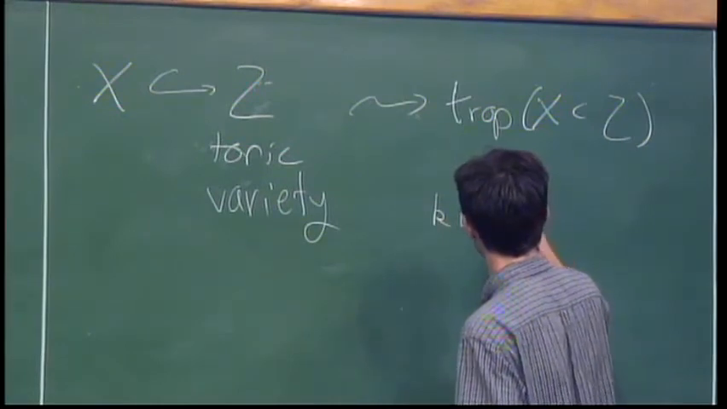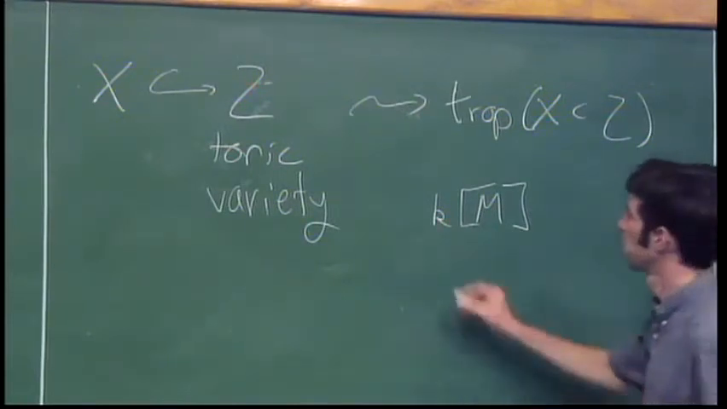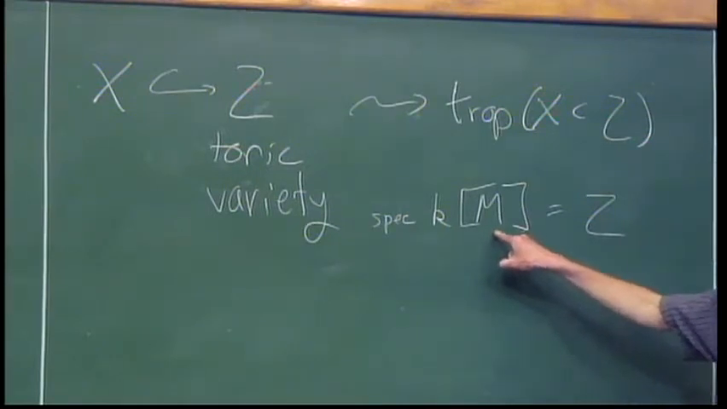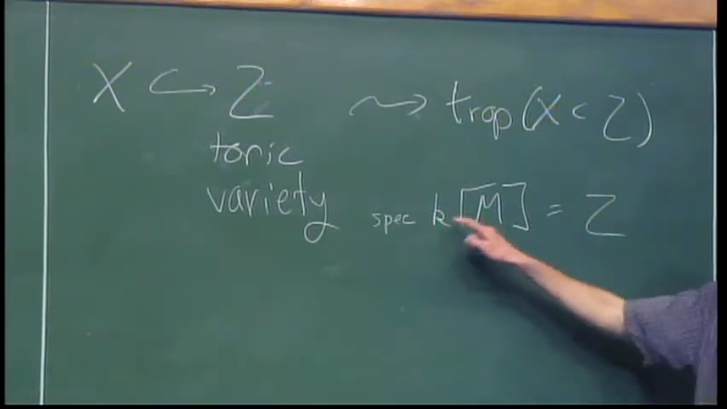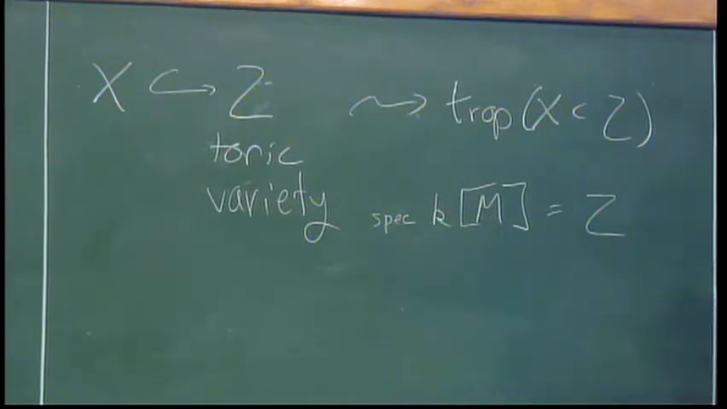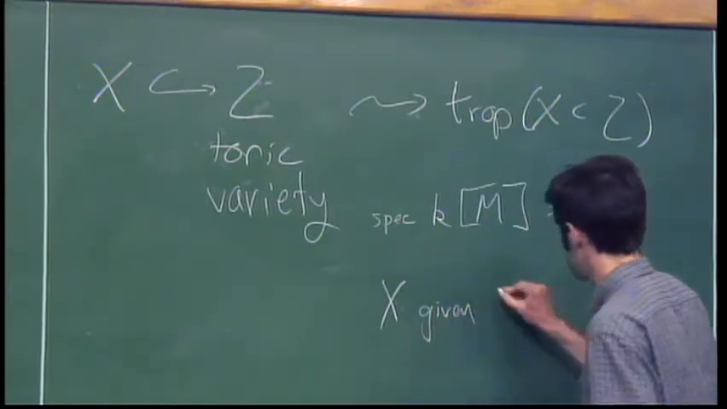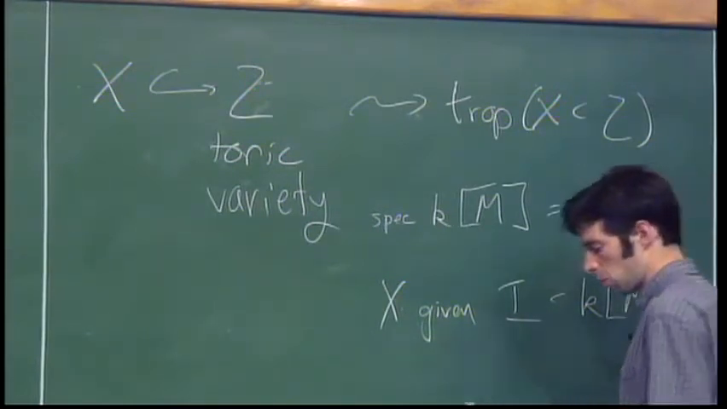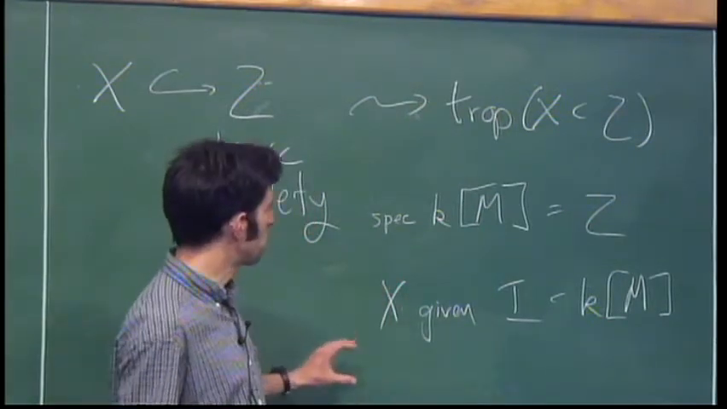We'll do the affine case, where Z is given by, so if Z is an affine toric variety, it's given by spec of K adjoins some nice toric monoid M here. And X is given by some ideal I inside there. Then, first of all, I'll describe tropicalization as a two-step process.